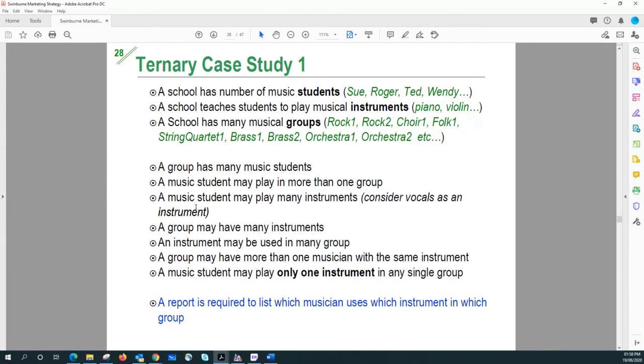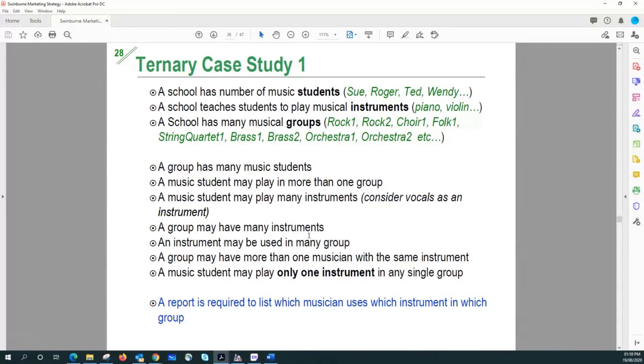Then the third business rule says a music student may play many instruments. So I can play drums or piano or violin, etc. And they consider vocals as an instrument as well. If a person can sing very well, that's a kind of instrument, vocals. And then a group may have many instruments. A group can possess many instruments as well. There is no restriction. They can have 2 guitar players or 2 violin players, etc.